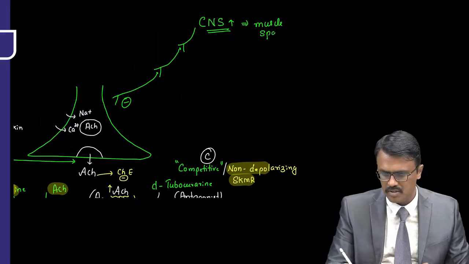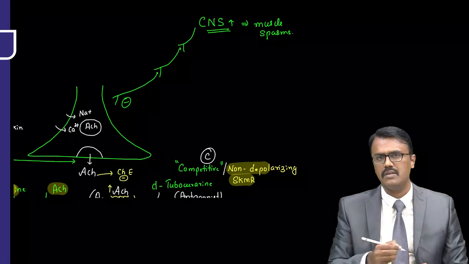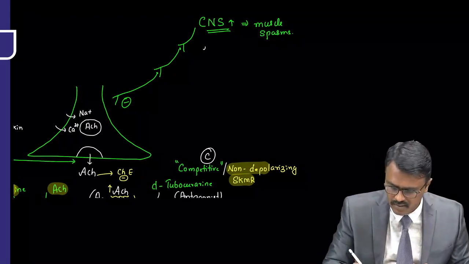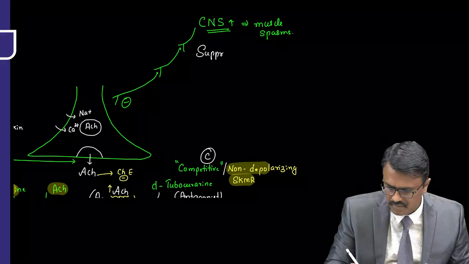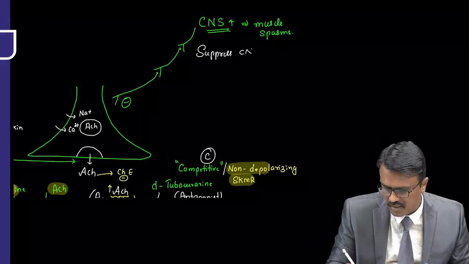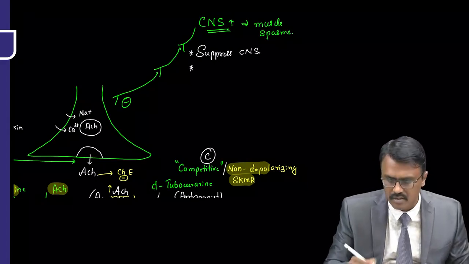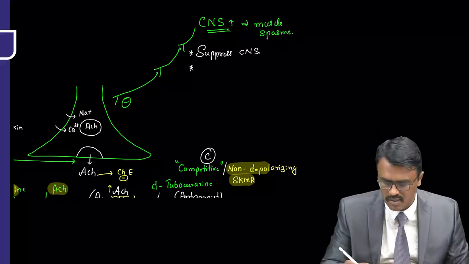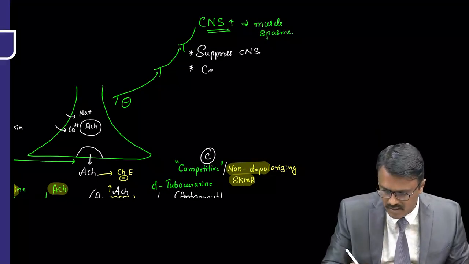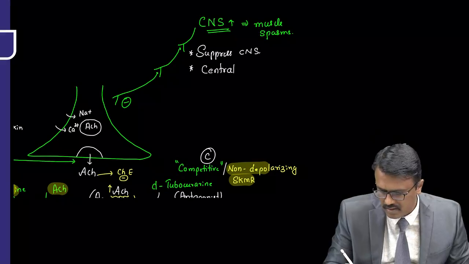So how to overcome these spasms? How to overcome this? Then what you have to do is suppress the CNS. Now, how do you suppress the CNS? There are drugs. Now, these drugs which act on the CNS are called central skeletal muscle relaxants.